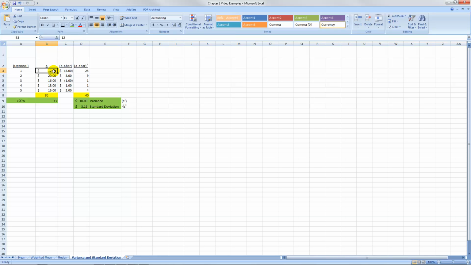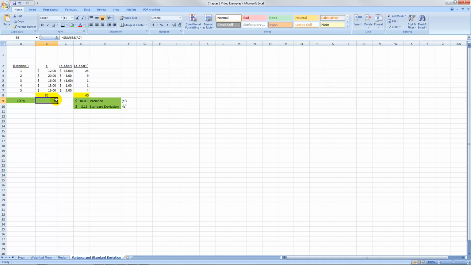Here's our x. We have 5 values for x, and so this is the sum of all x because we added them together. Then we divide that number by the number of observations, which in this example is 5. When we divide 85 by 5, that gives us the answer to the formula, the sum of all x divided by n, which in this case is 17.